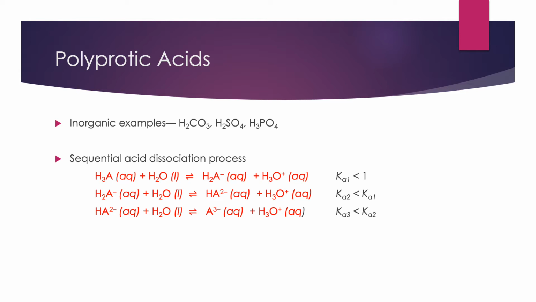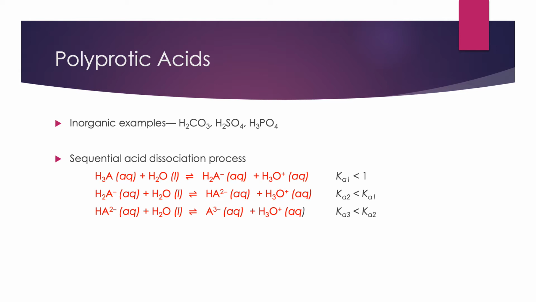Now, that H2A- still has 2 acidic protons on it, and so it too can undergo an acid dissociation equilibrium, and this is in the second chemical equation written there. So H2A- can react with water to form HA2-, so doubly negative charged, and hydronium ion. And this too will have a Ka value because it's a standard acid dissociation equilibrium.